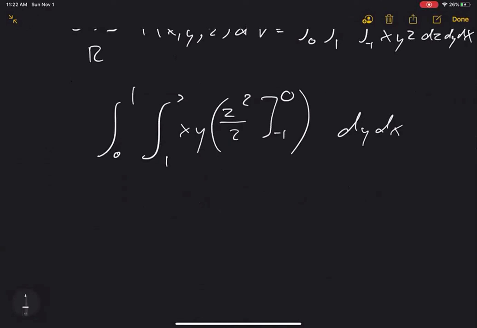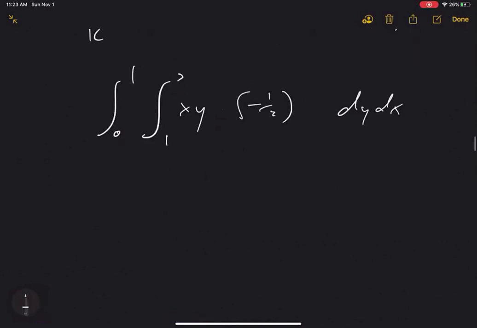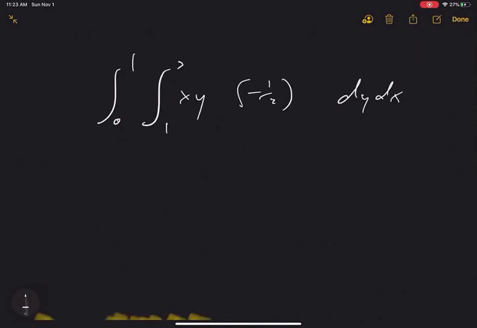Okay, and this equals z squared over 2 from -1 to 0. That equals what? Let's see, is it 1/2 or -1/2? I plug in 0, it's -1/2, right? I'm going to just go through this kind of quickly, so I might make some mistakes. Feel free to point them out to me.